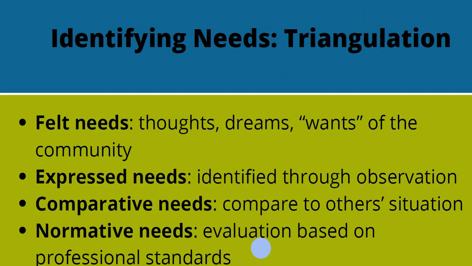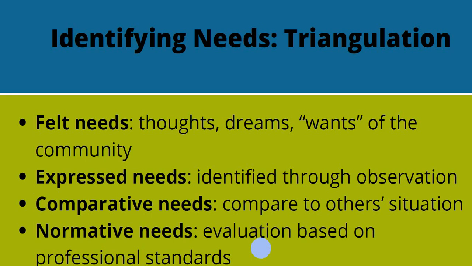Triangulation is a tool that we use to make sure that we have the right understanding of what the real needs are in a community. In this process, we're looking at four different types of needs. Felt needs. This is the concept of the wants of the community. These are the kinds of things that the community will tell you that they want if you ask them, or they need if you ask them.